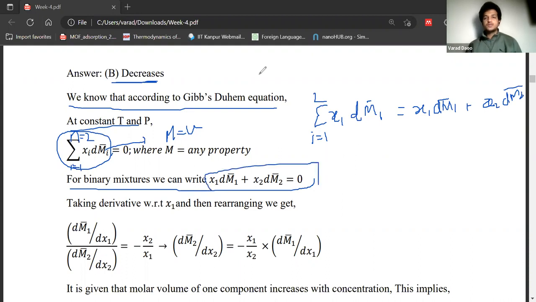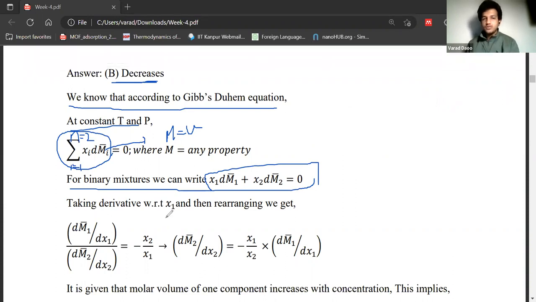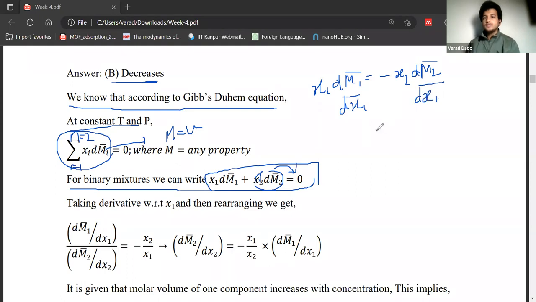Let me rewrite it. Here I have skipped a couple of steps, so I will write them down. We have x1 d m1 bar. We take this to the other side, so it is equal to minus x2 d m2 bar. Then we divide both sides by dx1, and then we take this to this side.